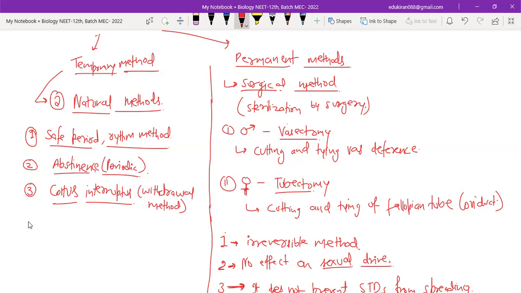Yes, sir. And the fourth natural method is called lactational amenorrhea. Now this means, remember, after birth, after parturition, females undergo intense lactation. They produce lots of milk in the mammary glands. So write down, this is the period after parturition where the menstrual cycle is absent.